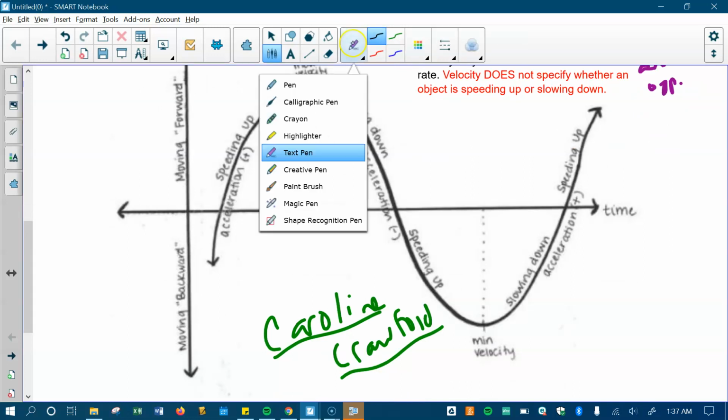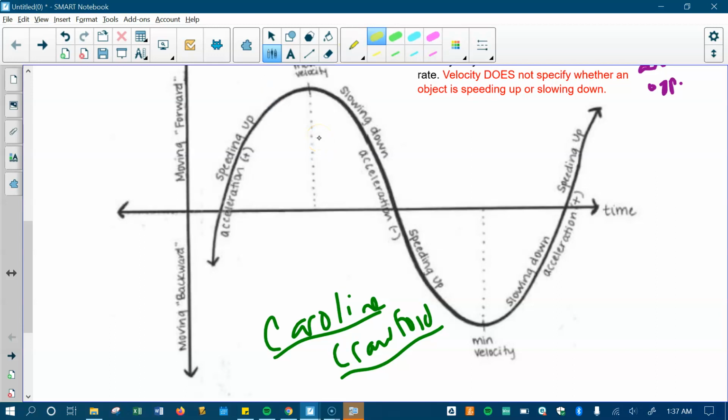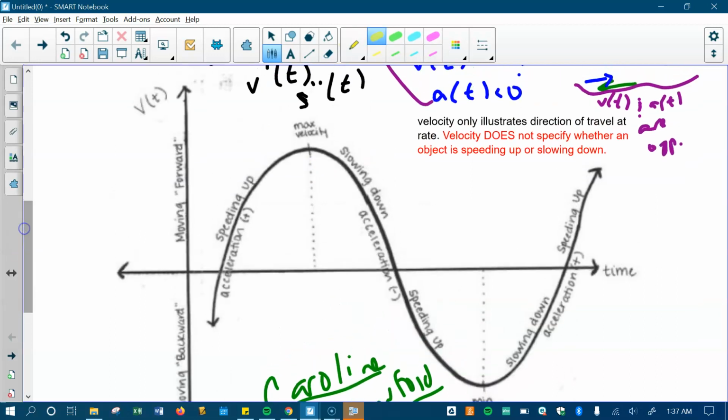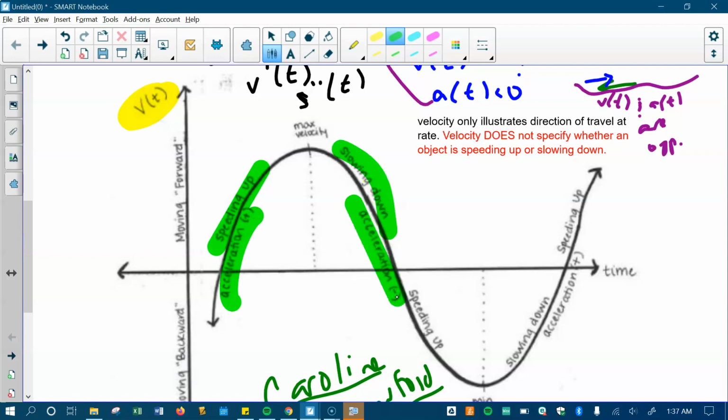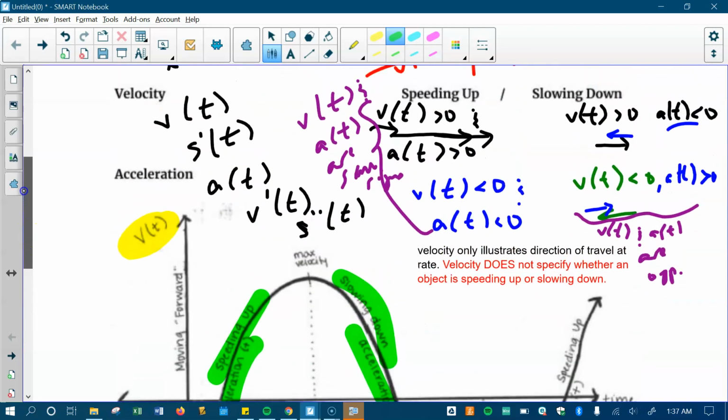Now, you also want to note that not every single problem is going to be a graph. So you want to get used to applying these concepts of speeding up, acceleration, slowing down, acceleration, all of that. You want to get used to that when you're looking at an equation as well, and not just a graph. I think I'll leave it at that because I do have other things to get to.